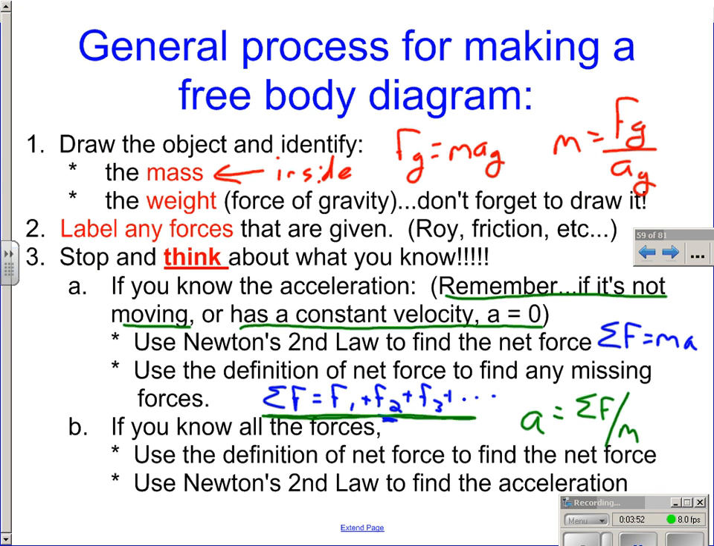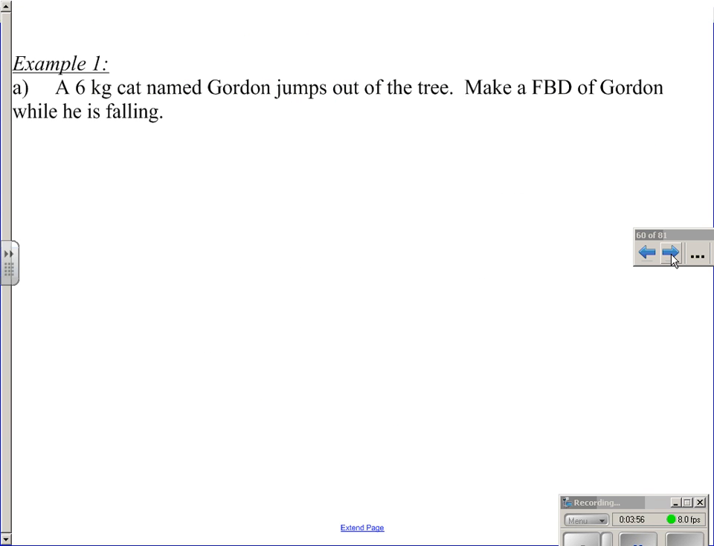Probably the easiest way to do this is to jump in. Here we go. So example number 1, we've got a 6-kilogram cat named Gordon who is jumping out of a tree. So you need to make a free body diagram of the cat while he's falling. So draw yourself a cat. You can either just draw a circle or a box, or if you're feeling artistic, you can draw an actual cat. So there we go, cat.